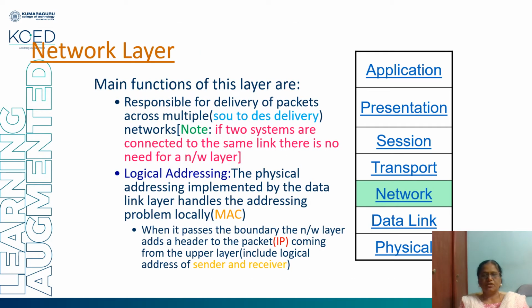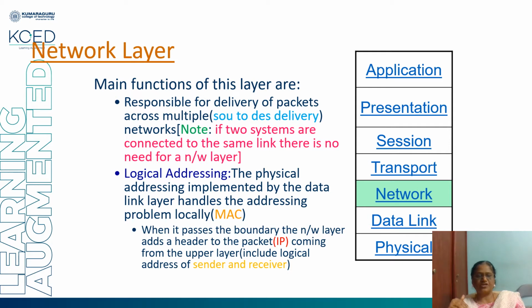We'll see the functions of network layer. The primary function of network layer is routing. What is routing? Routing is a process of forwarding an incoming packet to any one of the outgoing links. The router performs the routing.